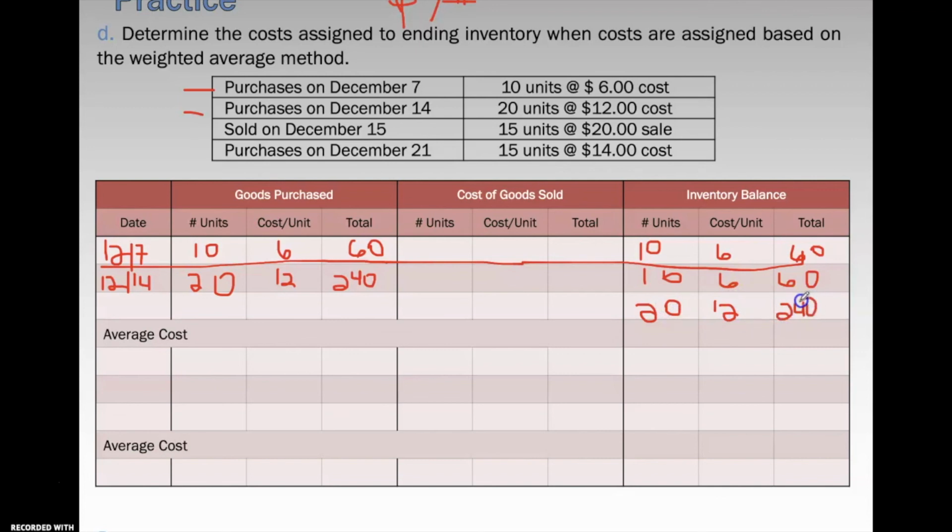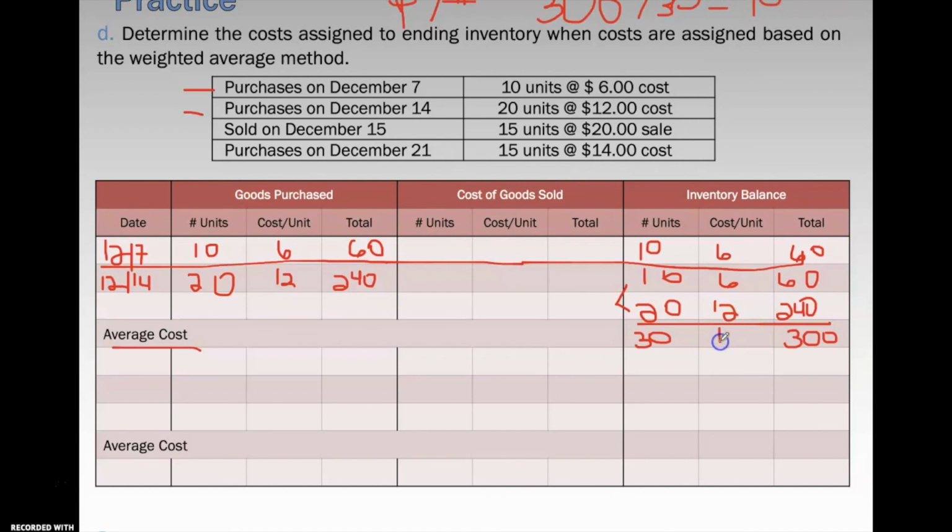So this is where it gets a little different. See, I have the line here that says average cost. So it's the average of this. So we have to find the dollar amount. So the dollar amount is right here: 60 plus 240 equals 300. And we divide it by the number of units. We had 10 and 20, so we have 30 units. So we take 300, my dollar amount, divided by the 30 units, which gives us $10 each. So that's my average cost.